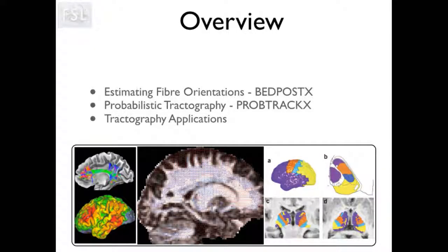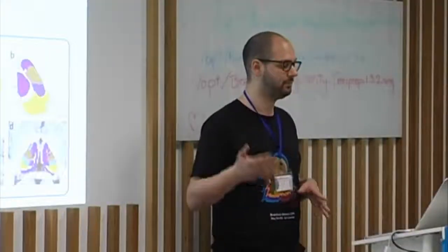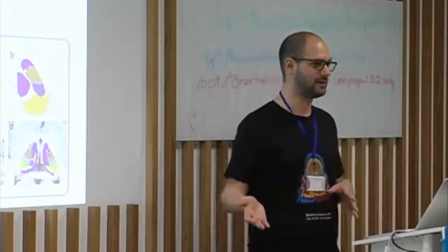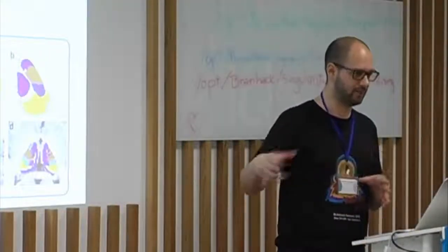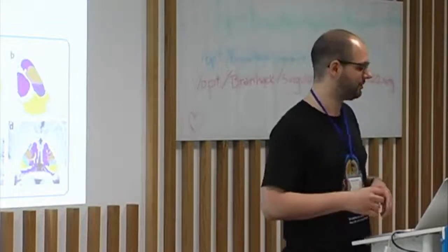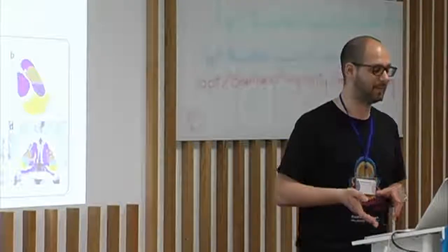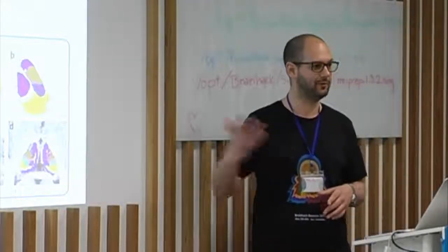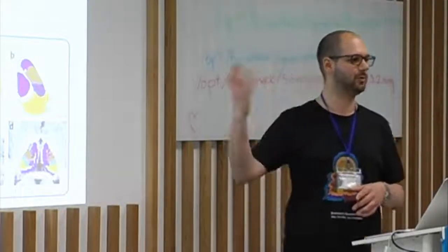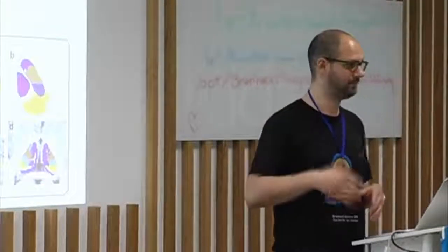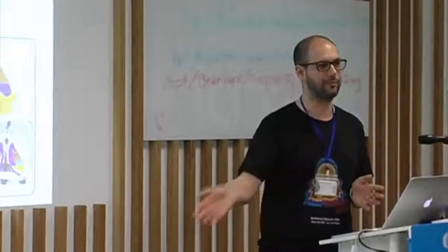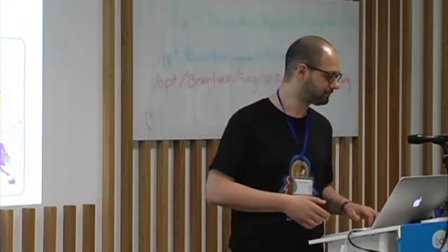Where we're going to start now is talking about advanced estimation of how you can estimate fiber orientation, so moving beyond the tensor that we described at the beginning. Then we're going to describe probabilistic tractography that we have also available. These are the two tools that we have available in FSL, so bedpostx and probtrackx, doing the two respective parts. And then if we have time, we're just going to go through some tractography applications examples.